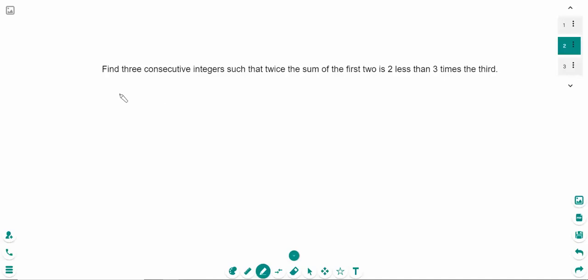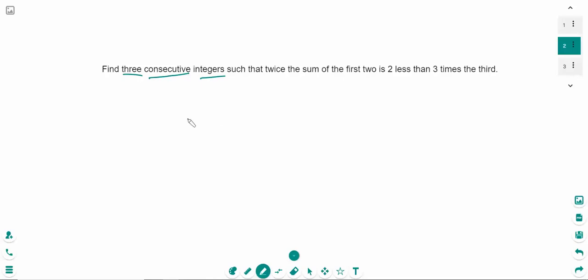All right, so they tell us find three consecutive integers. There's those very critical words there, three consecutive integers, such that twice the sum of the first two is 2 less than 3 times the third. So we have a little bit more of a complicated equation here at the end, but the first part is essentially the same thing. We're trying to find three consecutive integers.